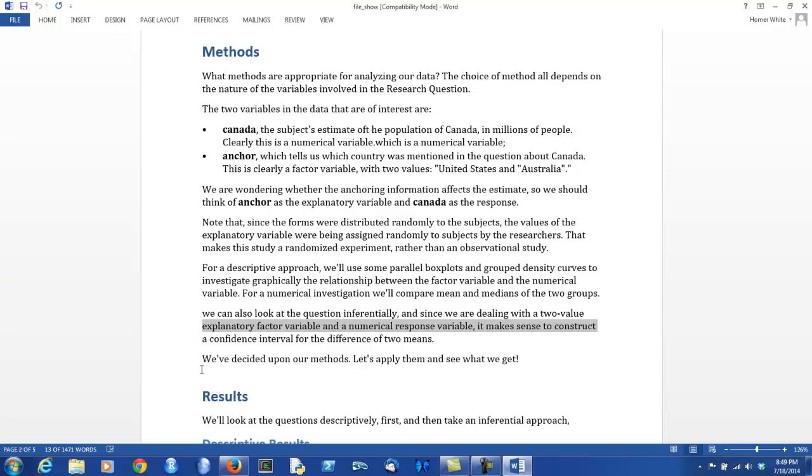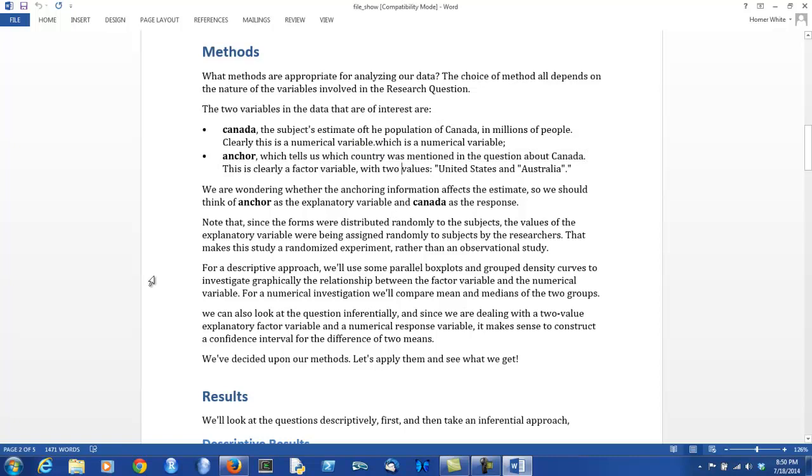And of course, that's done after a study of the data set itself. Notice that the data set itself is not mentioned explicitly with our code here in this particular report, but we do tell the reader what the two major variables are. So the variable that records the subject's estimate of the population of Canada is called, in the data frame, Canada. And then the variable that says which type of form the subject was actually looking at is called anchor. Canada is a numerical variable. It's some number of millions of people as an estimate. And anchor is a factor variable with possible values United States and Australia.